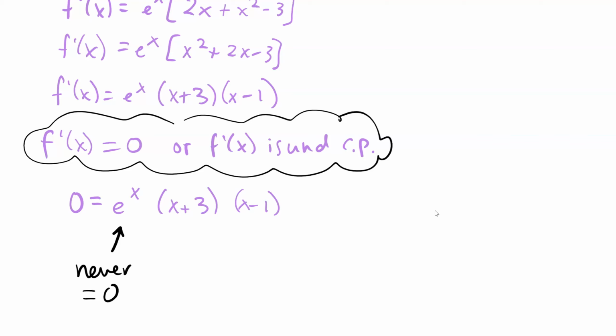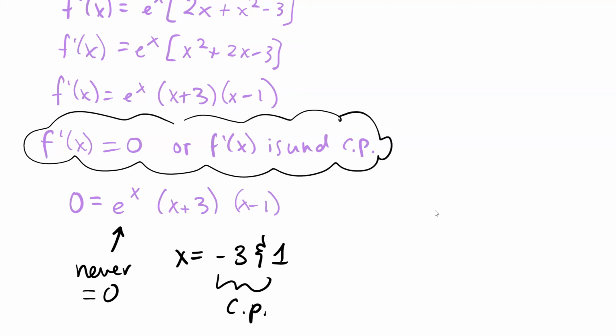So it's always going to be positive. That doesn't help us. Where are my critical points? 1 and -3. Yeah, -3 and 1. These are my critical points. Okay, think about what the next thing we need to do.